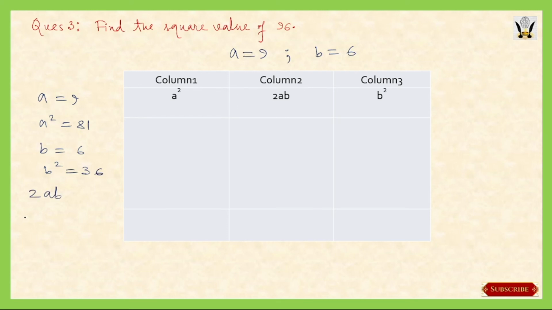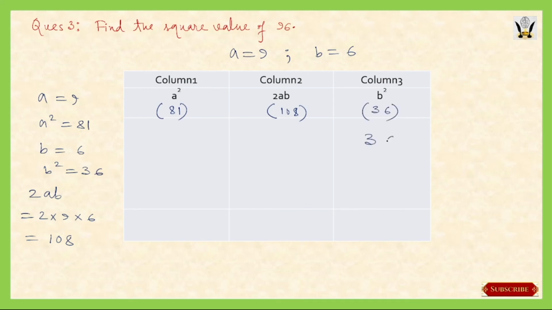Now 2AB. How much will 2AB be? 2, then A is 9 and B is 6. So 6 9s are 54 and then 2 54s are 108. So in the next step, the value of A square is 81, the value of 2AB is 108, and the value of B square in our case for this example is 36.